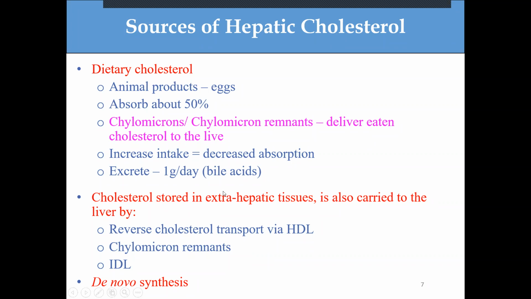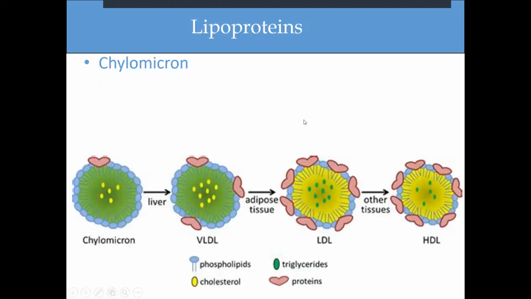So, the other place that the liver can get cholesterol is from extrahepatic tissues, such as fat storages all over the body, right? And so what happens is that you're going to get reverse cholesterol transport from the adipose tissue to the liver. The thing that's responsible for doing that is HDL, chylomicron remnants, and IDL. And the third place you can get cholesterol is by making it de novo, or making it inside the liver itself. Okay, so let's just really quickly talk about what chylomicrons are, because the lipoproteins lecture is the one after this.